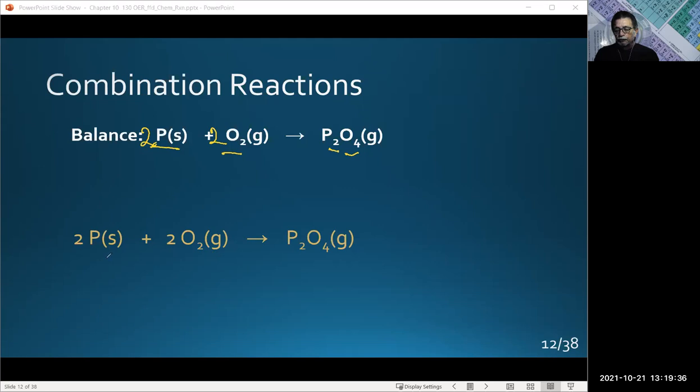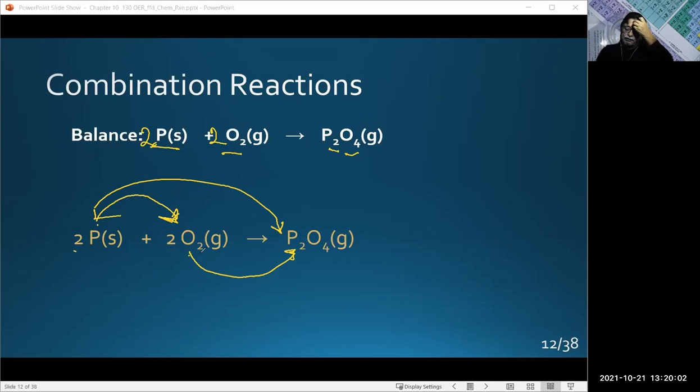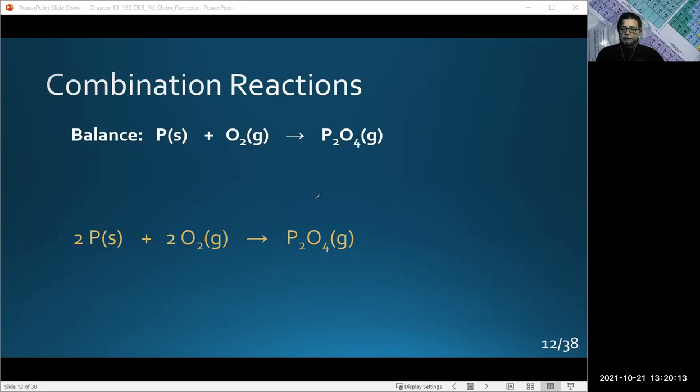Make a note, the relationship between the phosphorus and the oxygen is a 1-to-1. That coefficient in there is a 2-to-2 ratio, which is the same thing as a 1-to-1. And the ratio between the phosphorus and the product, diphosphorus tetroxide, is a 2-to-1. Between oxygen and the product also is a 2-to-1. So these are the ratios that you should be aware of and familiar with, because we're going to use that relationship in the subsequent chapters.